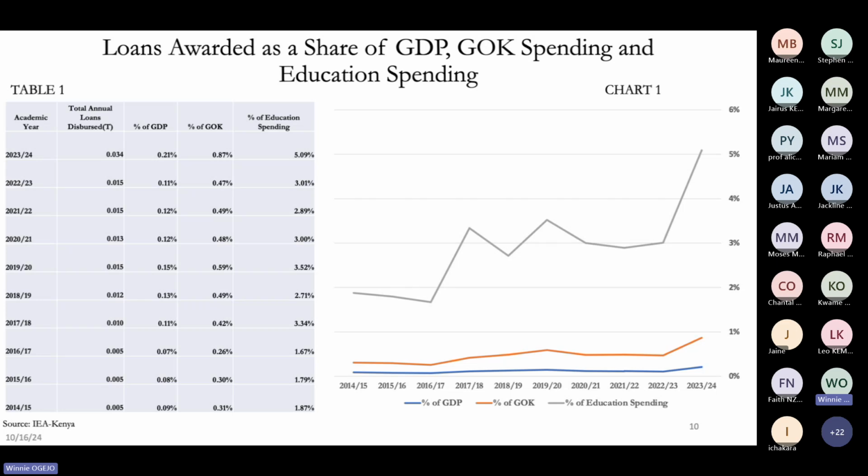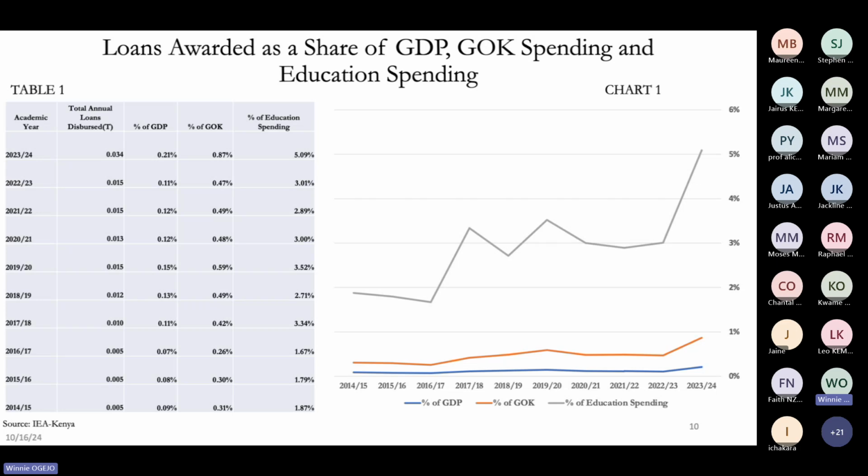If you look at it as a share of education spending, so this speaks to the education basket, you also notice that it has increased almost 3 times, from 1.87% in 2014-15 to 5.09% in 2023-24. So in terms of priority of funding higher education, that prioritization is definitely on the rise. The question we will be asking ourselves is, as much as that prioritization is rising, is it meeting the demand that we will be speaking to?